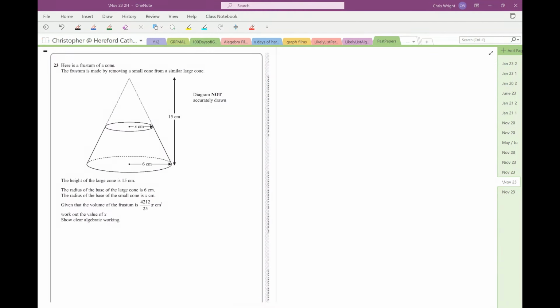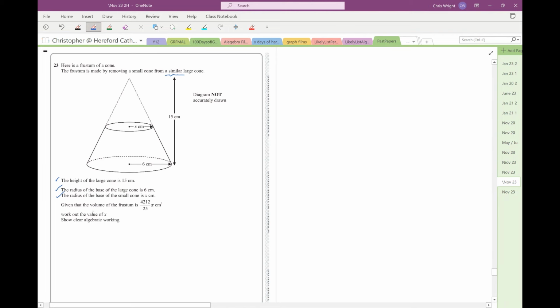Question 23. Here is a frustum of a cone. A frustum is made by removing a small cone from a similar large cone. Note that word similar. The height of the large cone is 15, that's marked. The radius of the base of the large cone is 6, that's marked. The radius of the base of the small cone is x, that's marked.